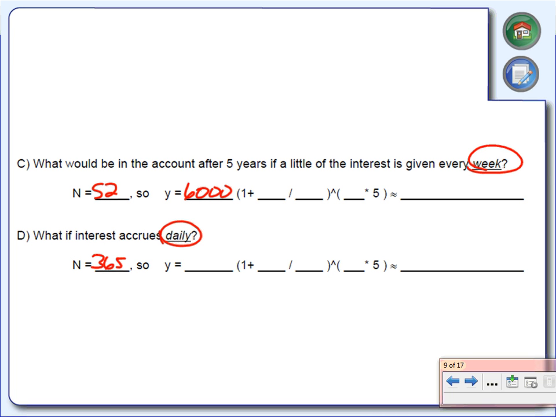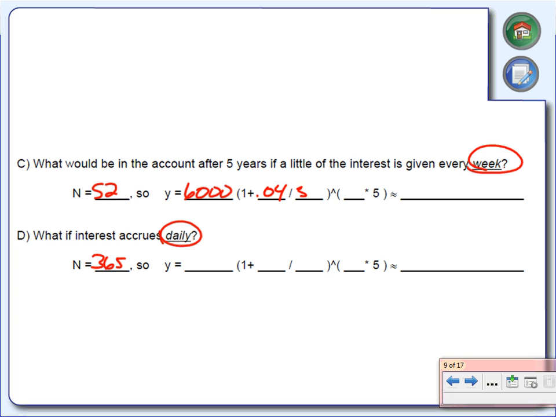Now what? 1 plus. Right here we're going to put the interest. What number are we going to put in? Nope. Oh, you got more help again. 0.04. Now we need the n. What's going to go right here in these next 2 blanks? n. What did we say n was going to be? 52.